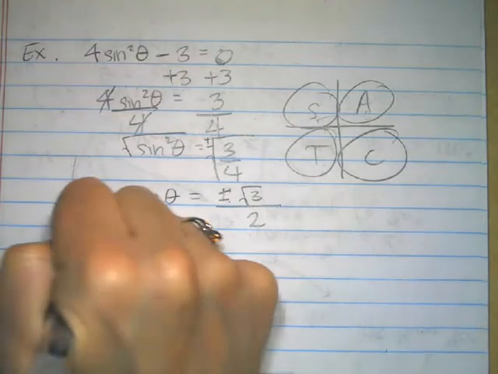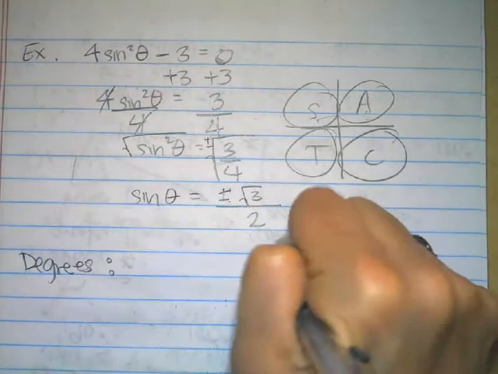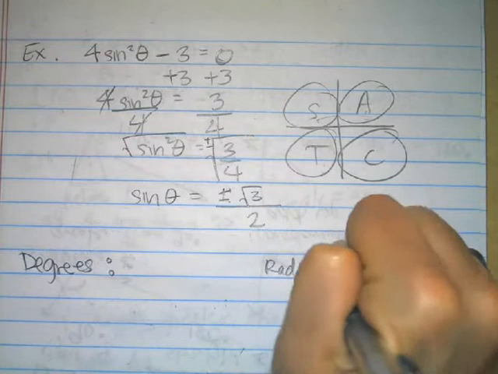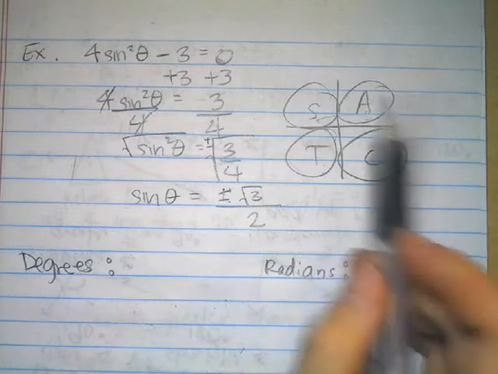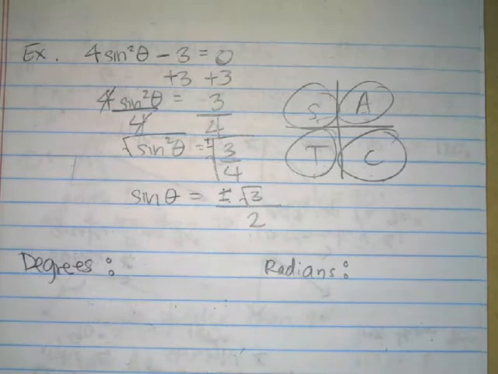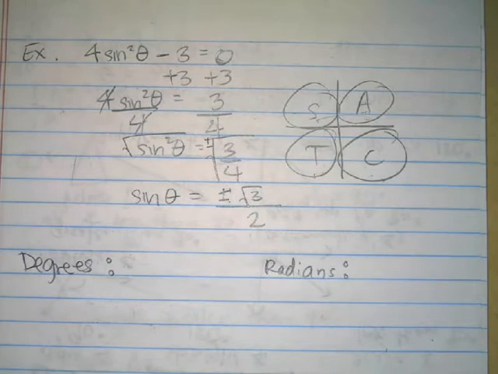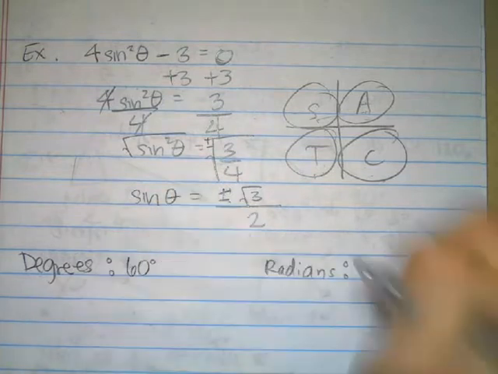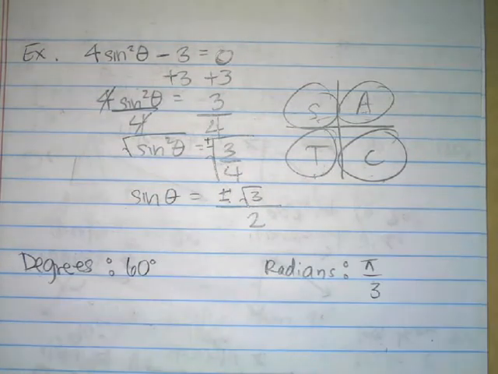Because it's plus or minus, that means I need all the quadrants. I need it when it's positive, which is the top 2 quadrants, and I need it when it's negative, which is the bottom 2 quadrants. So, I look on the chart, when is sine square root of 3 over 2? So I write 60 and pi over 3, that covers the first quadrant.